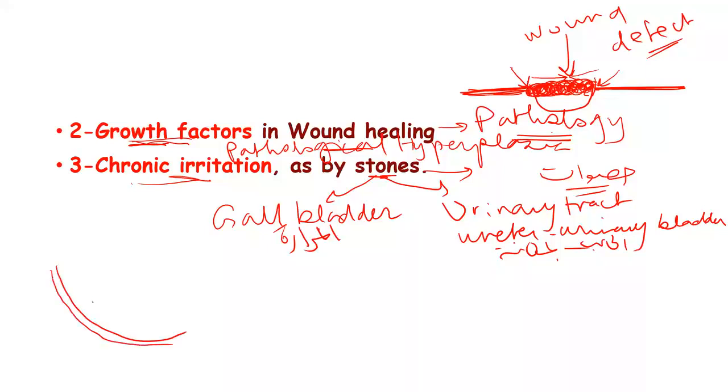So these stones, when they go, they are hard. The stones are hard, and usually they have a rough surface. The hard stones and the rough surface will come in contact with the lining epithelium, leading to chronic irritation, and this will lead to ulceration of the epithelium.